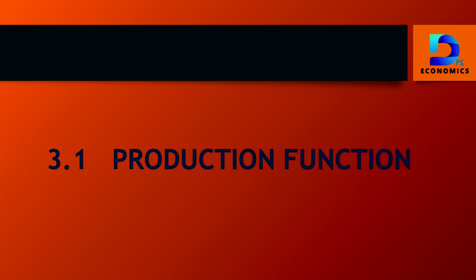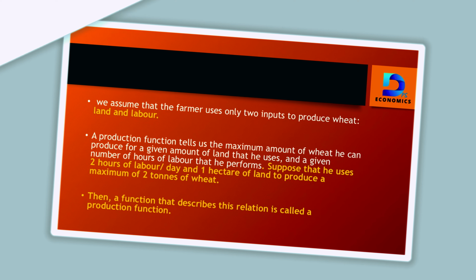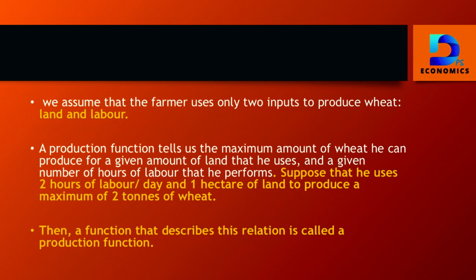3.1 Production function. So what is production function? The production function of a firm is a relationship between inputs used and output produced by the firm. For various quantities of inputs used, it gives the maximum quantity of output that can be produced. Here we assume that the farmer uses only two inputs to produce wheat. Those are land and labor.